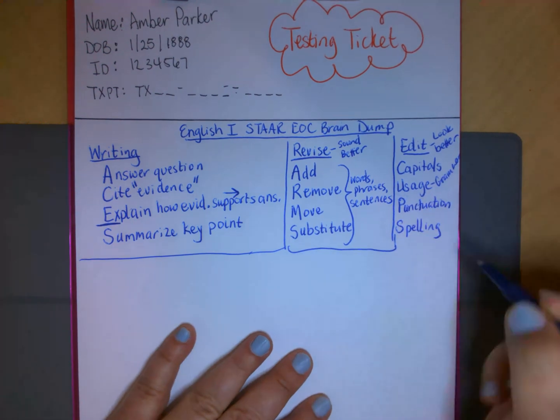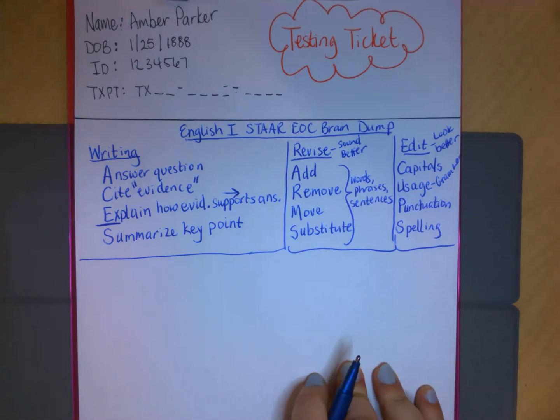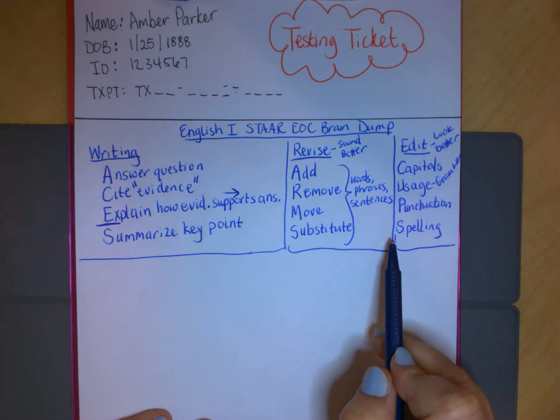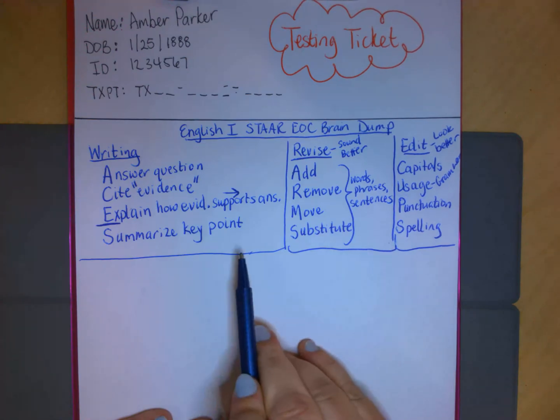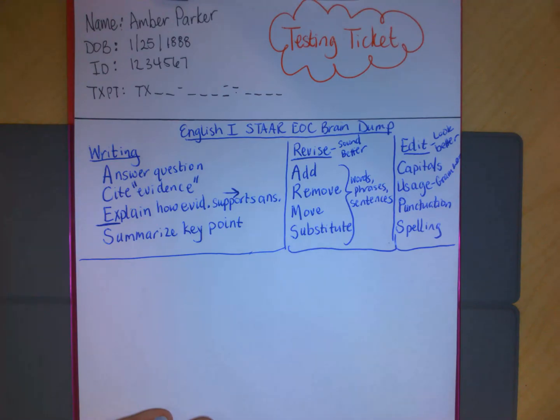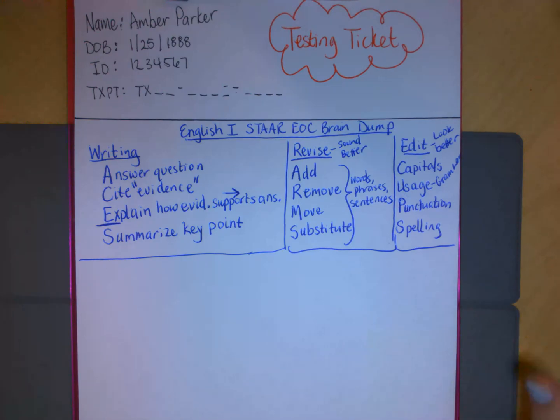Now, I'm going to need both of these for both the passages that are given that need to be revised and edited, and the essays and short answer questions that I write. So that is the writing brain dump. Come back to the second video for the reading brain dump.